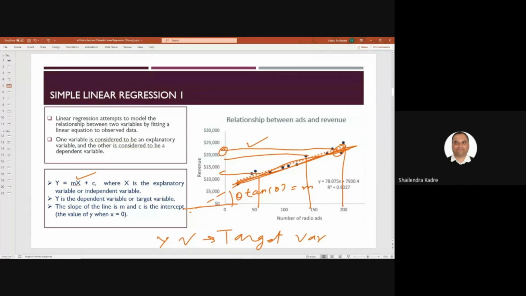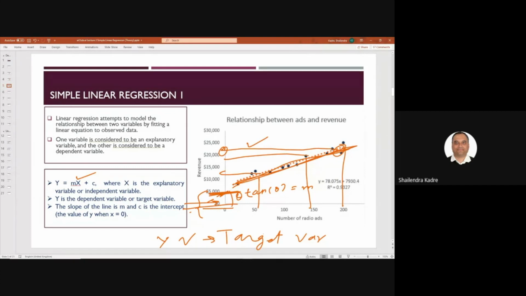And C means where this line is cutting the y-axis. You see here it is cutting the y-axis. Here I have made one horizontal line just now. So this distance from 0 is called the intercept. So this is C. M and C are two variables which define this line.